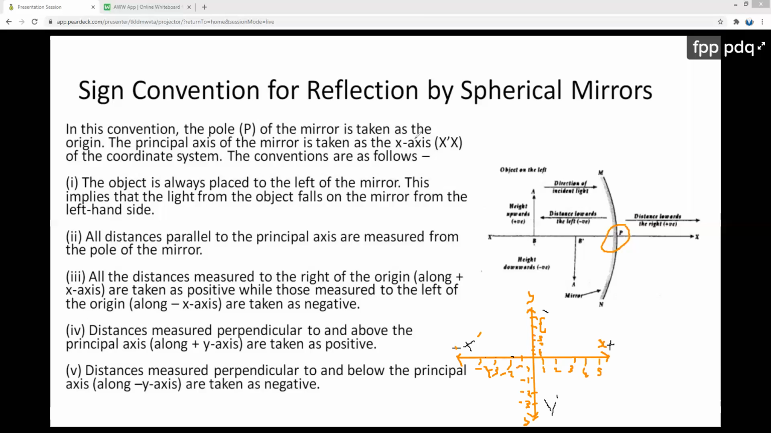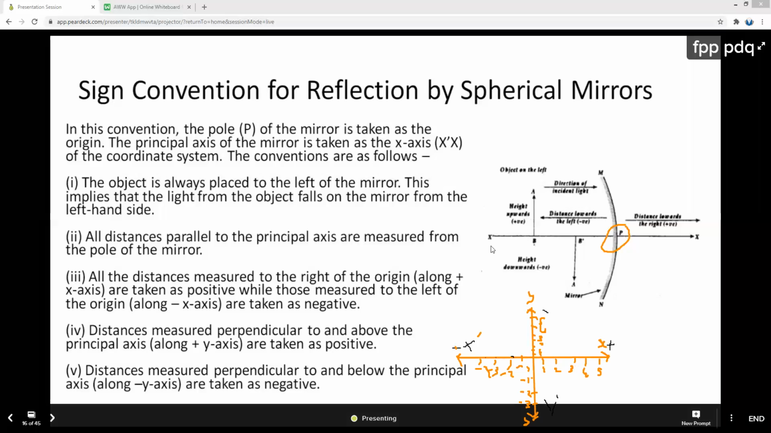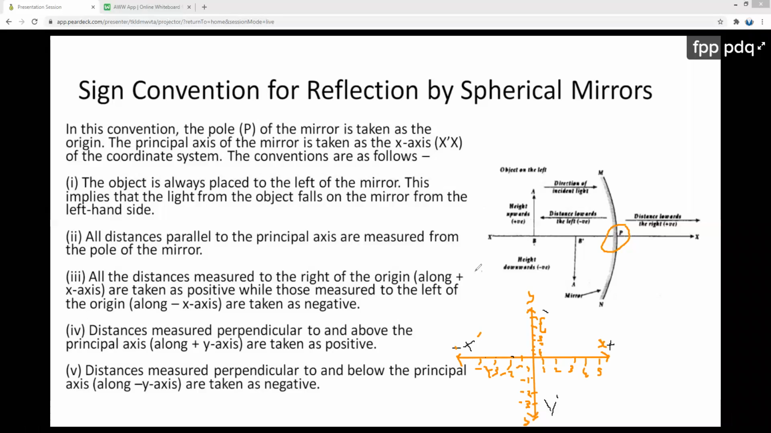Even in this mirror, everything that's on the left side will be denoted with a negative sign, and what is on the right side will be denoted with a positive sign. Just listen properly. This point over here is the pole. Imagine that there is a mirror over here, like this. Your pole is here, and your object will always be on the left hand side. It's a concave mirror. Everyone can agree, right?